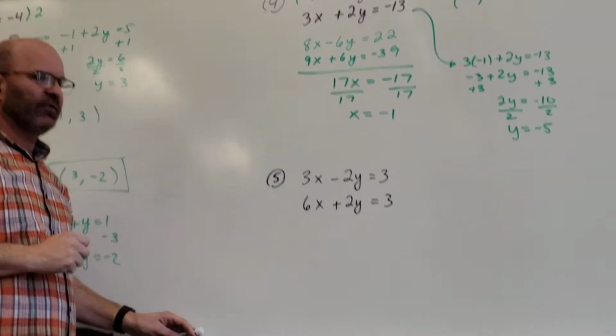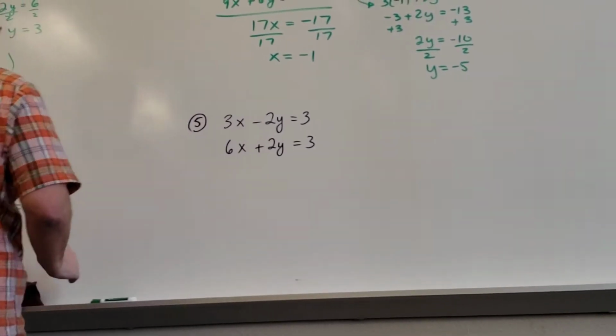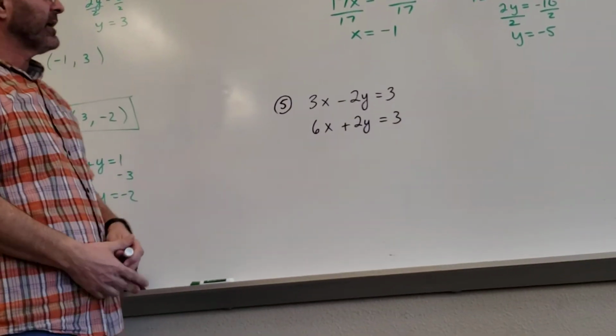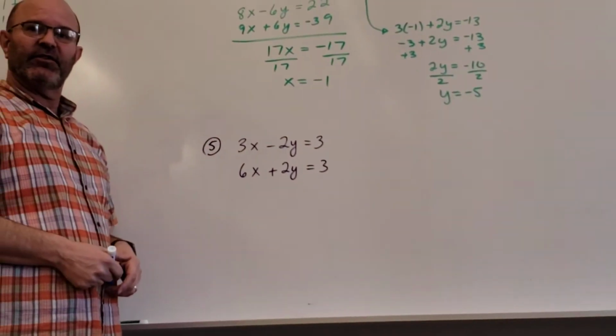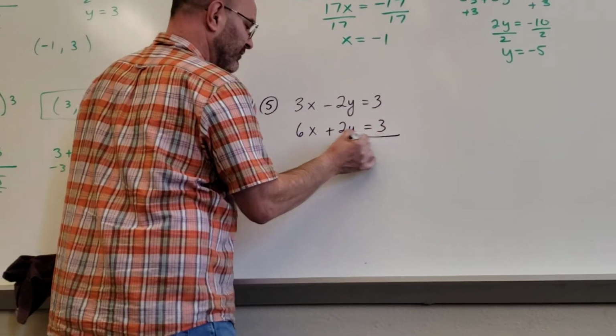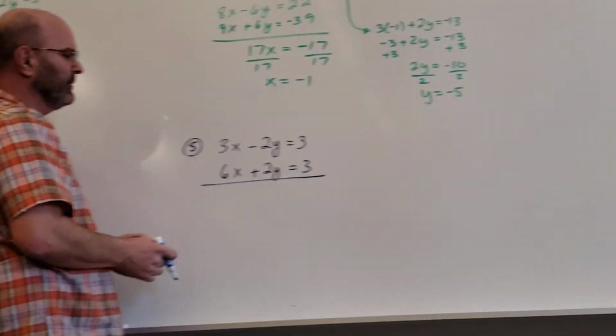Three more little problems and then we'll wrap it up. On this problem, if you stare at it for a second, you should say, wow, we're ready to go. Because look, the coefficients of y are already opposites of each other. So I'm not going to multiply at all. I'm going to go straight to adding the two lines together.